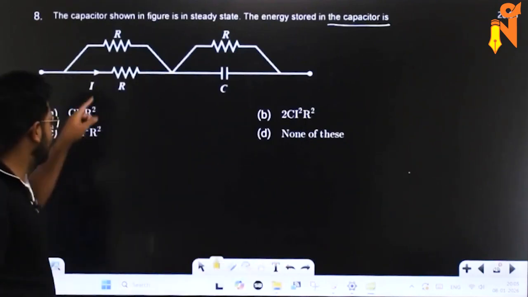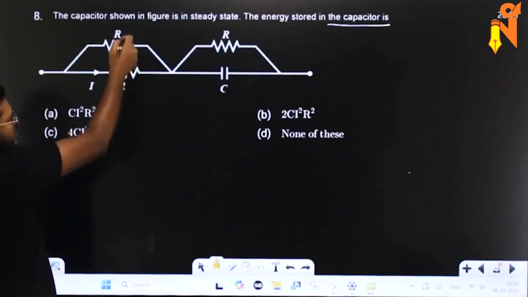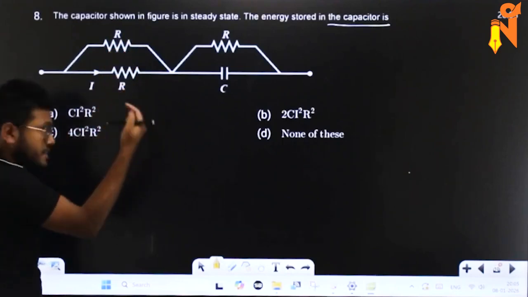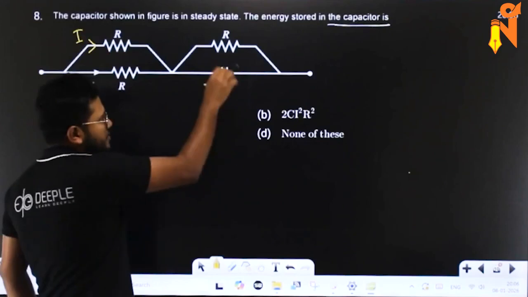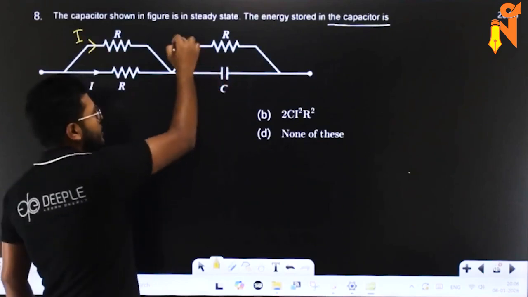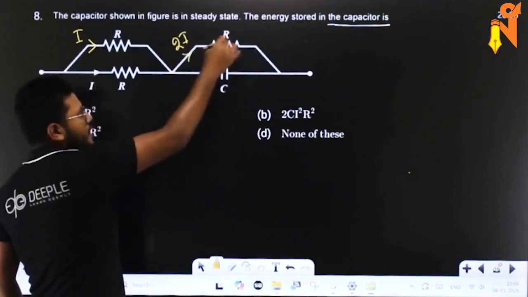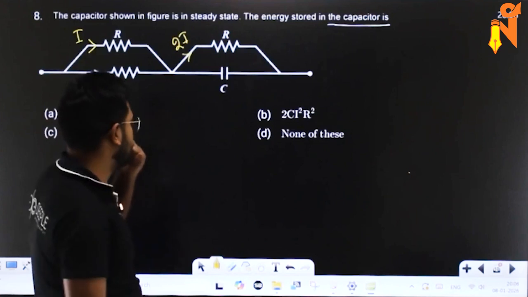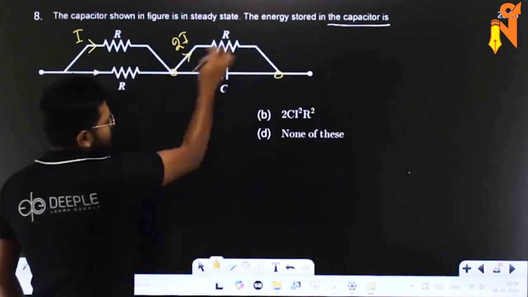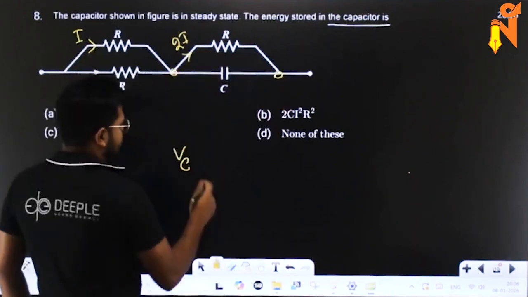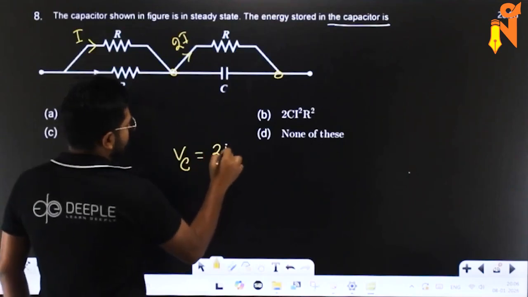Simple story is here the current I is flowing. Since these two are in parallel, they have the same resistance as well. So symmetrically current I will also flow through this. Since through the capacitor no current is flowing, the whole current will go through the R resistance. So the voltage across the capacitor will be the same as the voltage across the resistance, that is equal to 2IR.